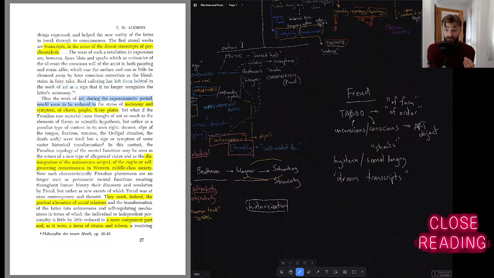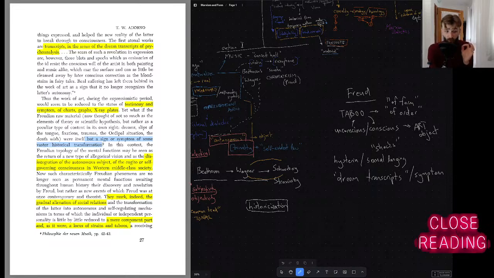This is then generalized in the next sentence to say the work of art during the expressionistic period would seem to be reduced to the status of testimony and symptom. Yet what if the Freudian raw material, now thought of not so much as the elements of theory, but rather as a peculiar type of content, were itself but a sign or symptom of some vaster historical transformation? So the work of art itself is read as a kind of symptom. Not a straightforward symptom, Jameson wants to say, but a more fundamental symptom.